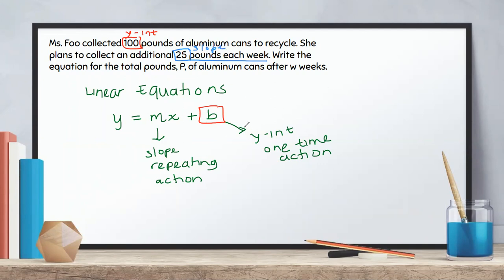All right. So now just putting it all together, we just have to be careful. We normally write y equals mx plus b, but here they tell you how they want it to be labeled. They want you to label the total P for the number of aluminum cans and the weeks for W, right? So they already defined our variables for us. So we just need to write P, that's our total.